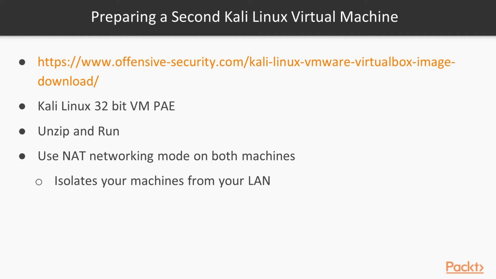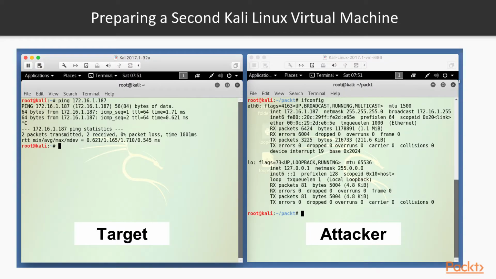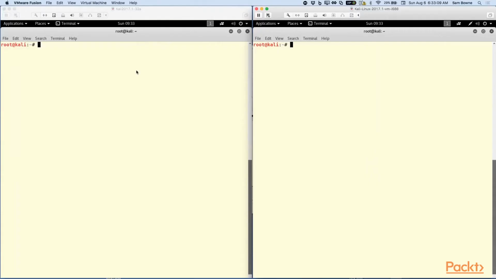I recommend using NAT networking mode on both machines, because then the machines can talk to each other, but they're isolated from the local area network by a virtual router, which will help prevent attacking innocent machines on your network with these attacks. So you have two machines on the screen, one attacker and one target, and before you do anything else, check to make sure they can see each other with pings.